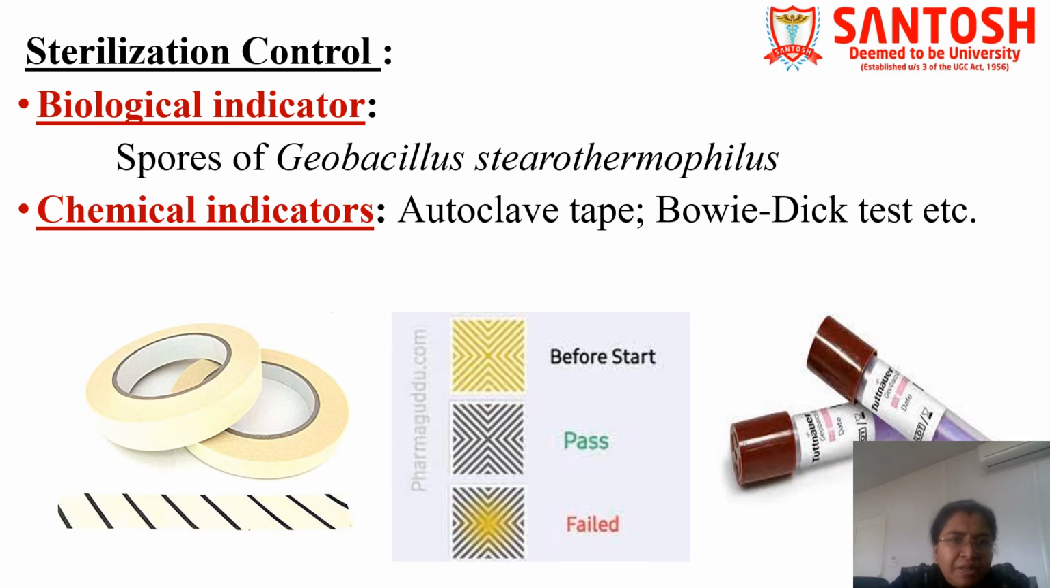So these are all chemical indicators. Then comes biological indicators in which spores of Geobacillus stearothermophilus are used.